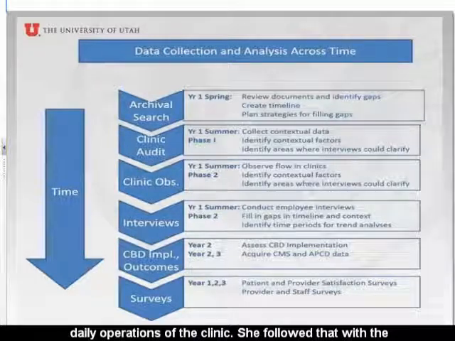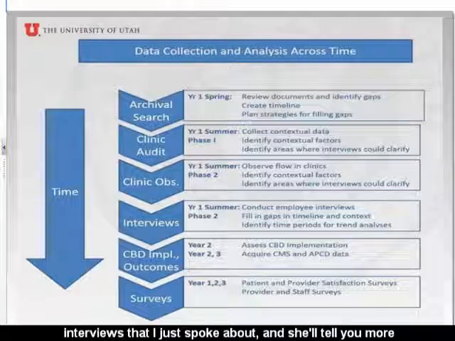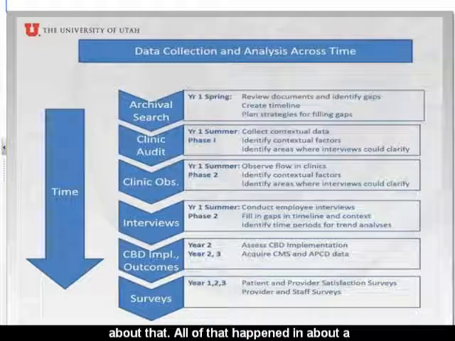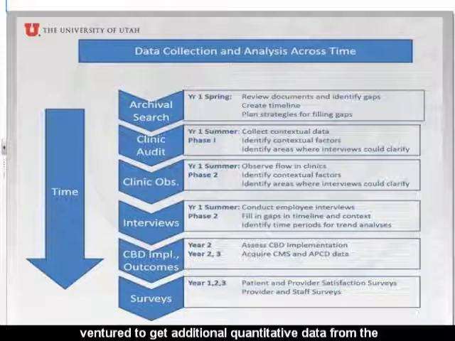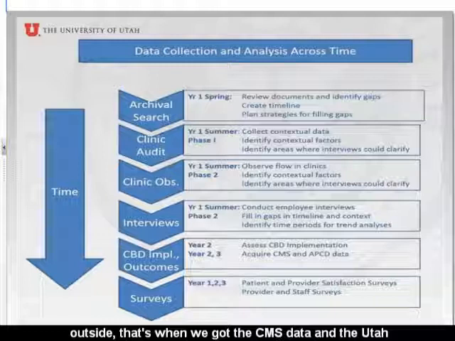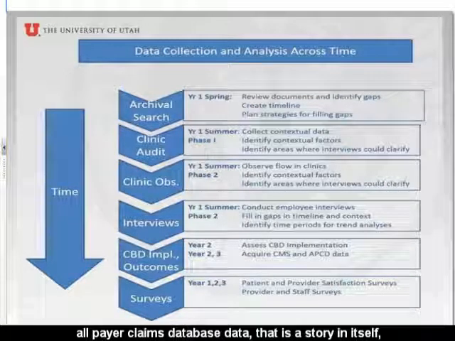All of that happened in about a 2-month period in year 1. In years 2 and 3, we then ventured to get additional quantitative data from the outside. That's when we got the CMS data and the Utah All-Payer Claims Database data. That's a story in itself, which we may come back to. And through all the years, we were collecting additional survey data.